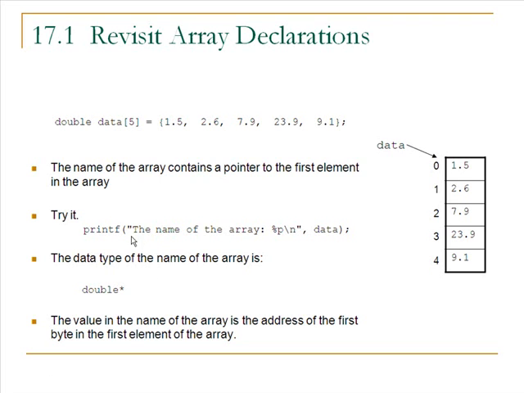So you can try this. Print out the name of the array using a %p, and you'll see that it's an address, and it is the address of the first element in the array. The data type of the name of the array is a pointer to the first element. So the elements in a double array are doubles, and that means that the name of the array is a double pointer, a pointer to the 0th element.